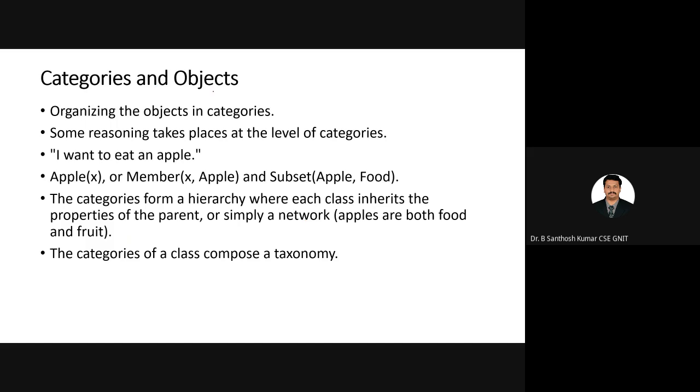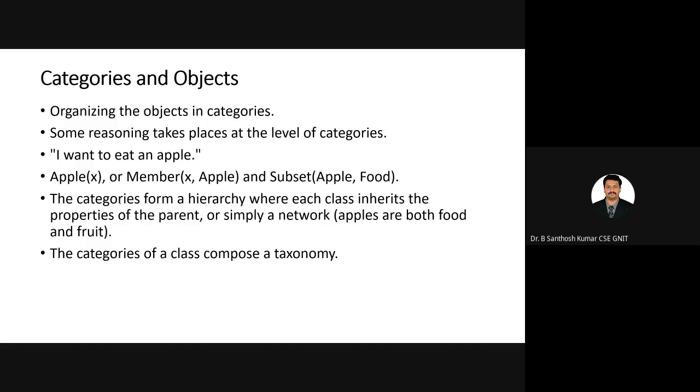Then the categories and objects. Here, organizing the objects is done through categories. Some reasoning takes place at the level of categories. For example, I want to eat an apple. So Apple(X) or Member(X, Apple). Member(X, Apple) means that X is a member of Apple. Then the subset is Subset(Apple, Food). Like that we can categorize.